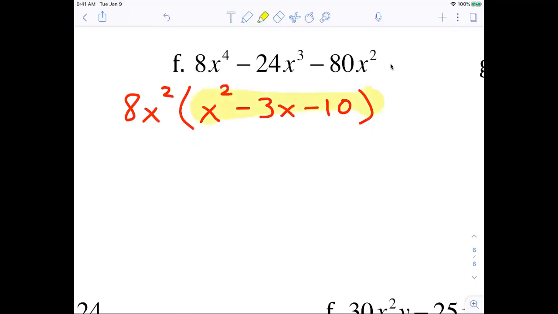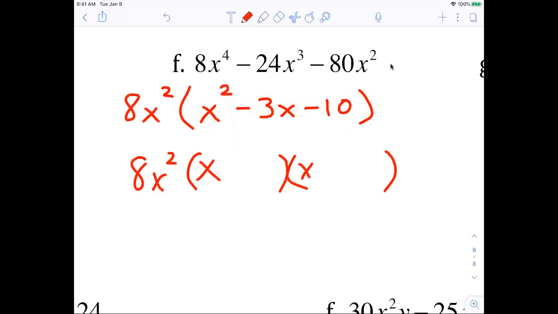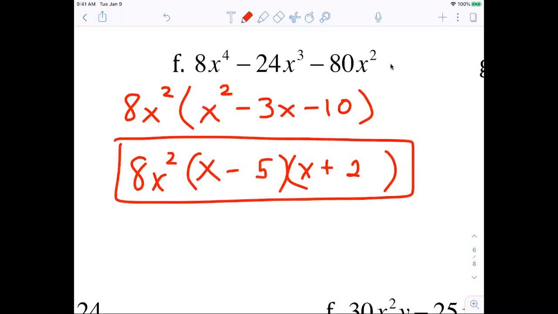But I need to make sure I check whether or not that part factors. So let me do that. I really like to use the trial and error method. And again, I had the question of whether you can use other methods. Yes, if you have one that works for you, go ahead and use it. I just think the more you play with numbers in your head, the better equipped you get at handling different situations. Factors of 10 could be 5 and 2. If I had negative 5 and positive 2, then I would get negative 3x in the middle.